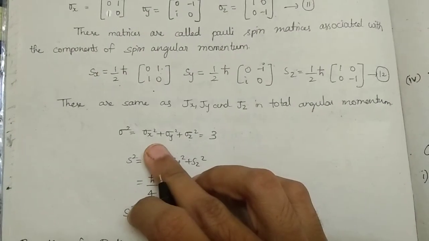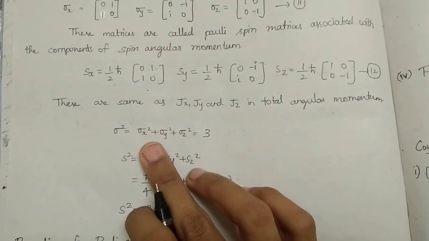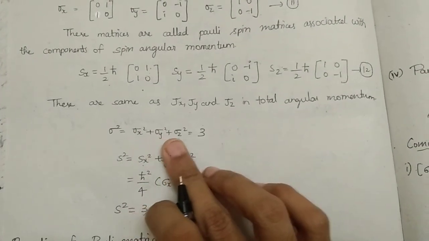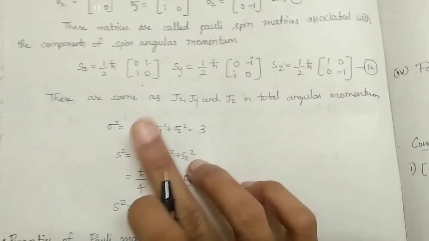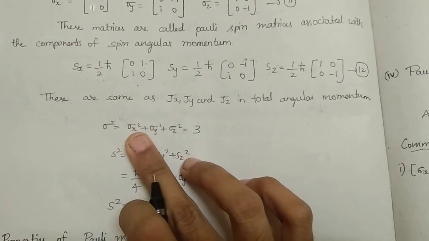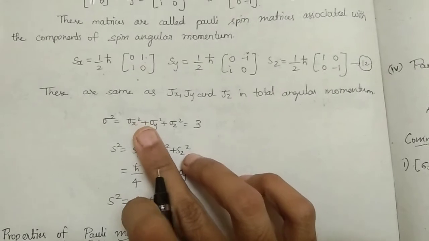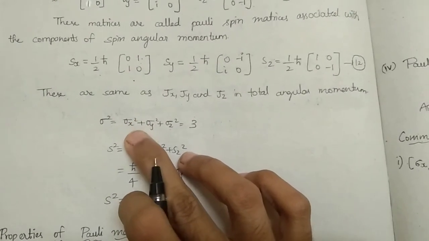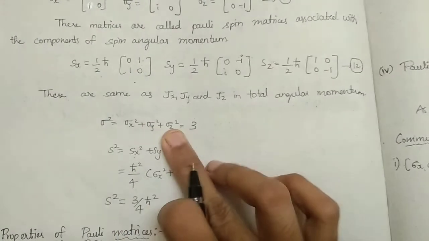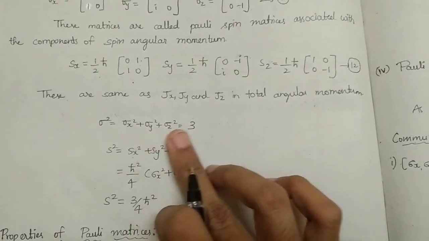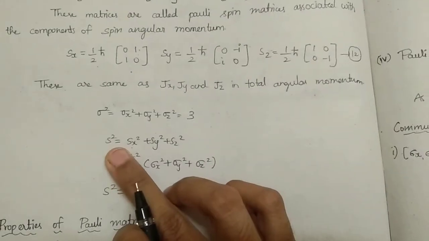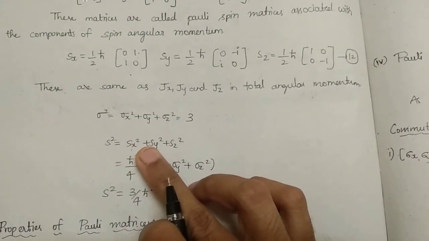So σx² = σy² = σz², and σx² + σy² + σz² equals 3. We already know that σx² is 1, that is a unit matrix, our identity matrix. In simplest form we write 1, and σy² is also 1, here also 1. So 1 plus 1 plus 1 is 3.